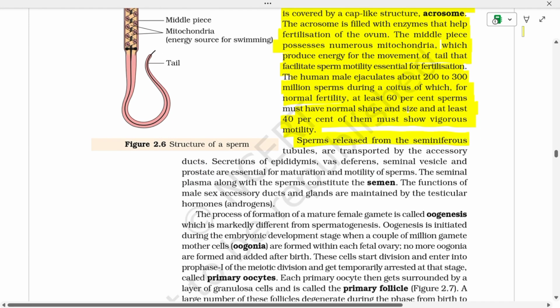Sperms released from the seminiferous tubules are transported by the accessory ducts. Secretions of epididymis, vas deferens, seminal vesicle, and prostate are essential for maturation and motility of sperms.